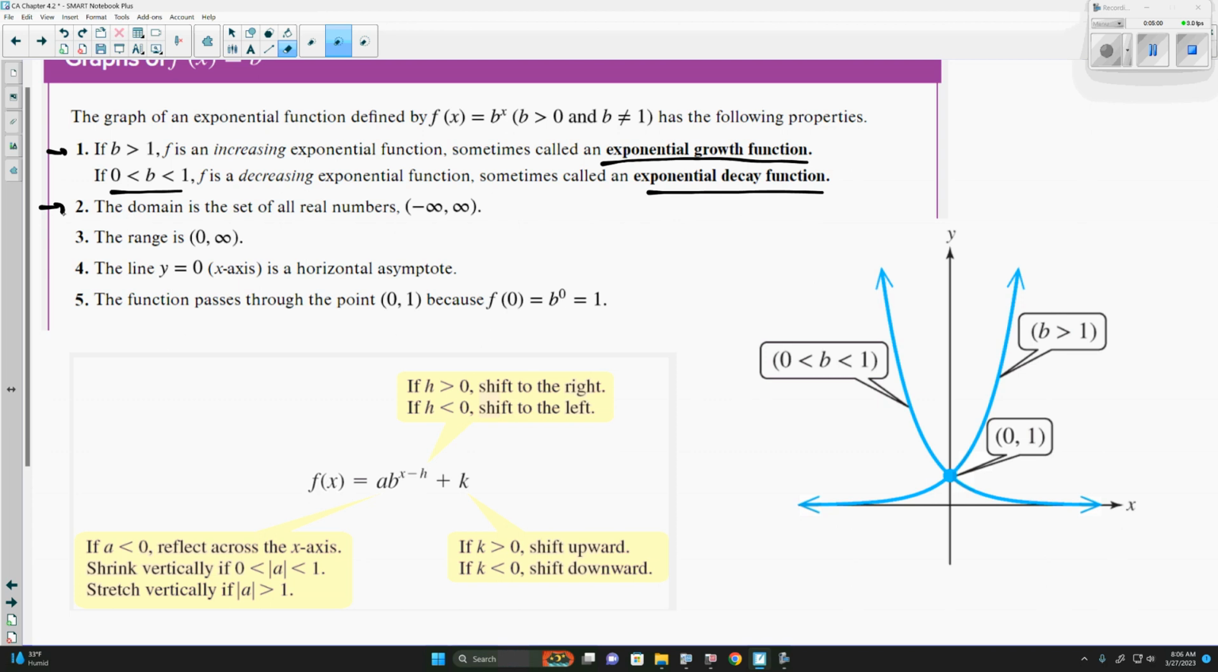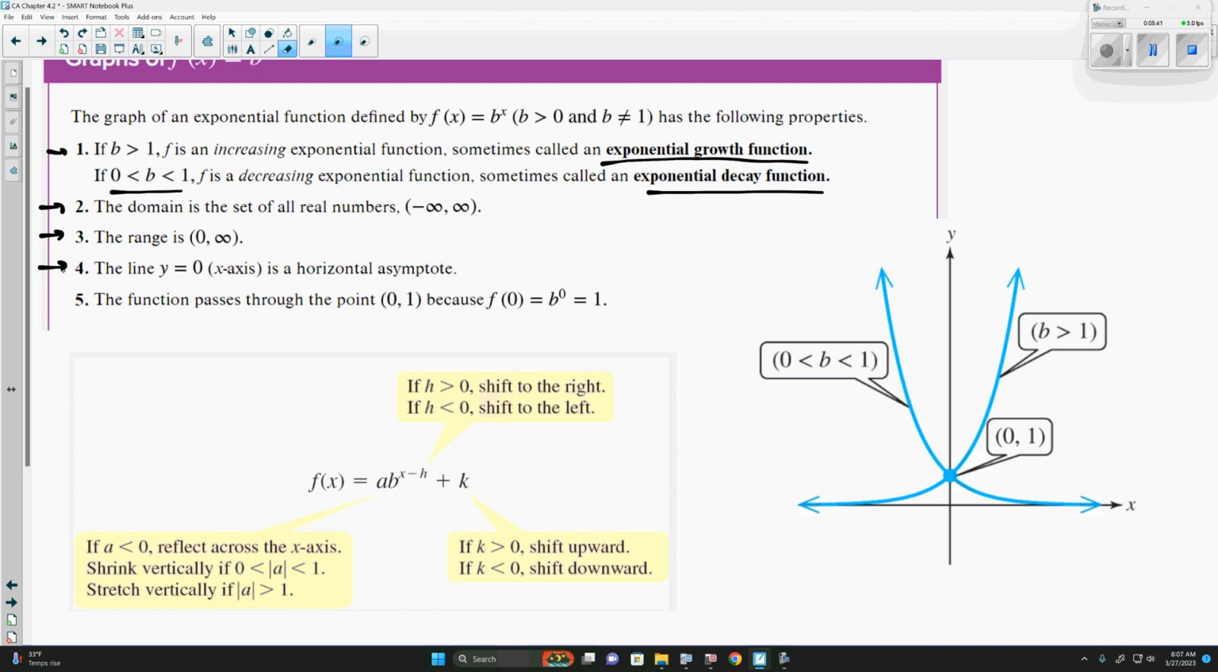Second part, the domain is the set of all real numbers, negative infinity to infinity. The domain for any exponential growth or decay function is this here. The range for the basic exponential growth function is going to be 0 to infinity, unless we reflect it across the x-axis, then it would be negative infinity to 0. But we do have this horizontal asymptote at y equals 0. Now it can be moved up and down, but the function just can't equal 0. There's no way to get there.